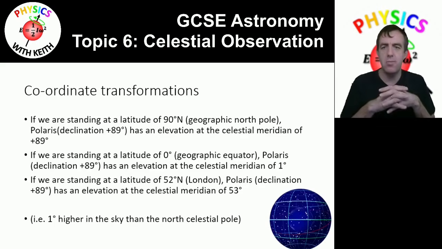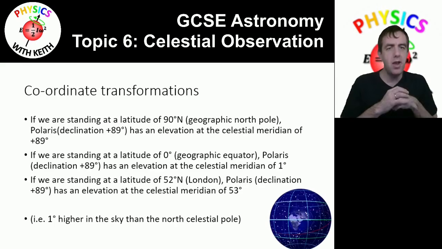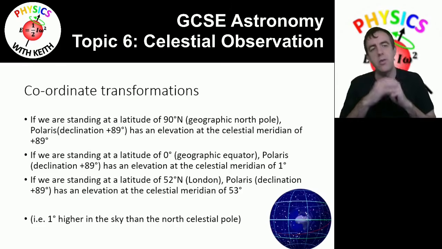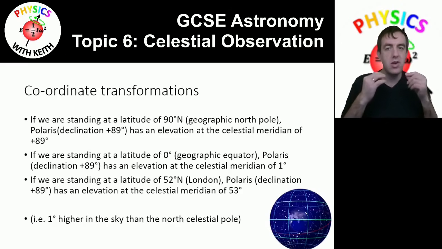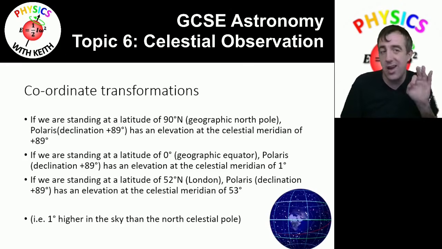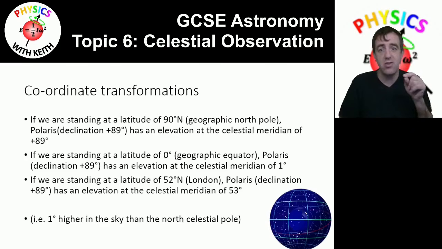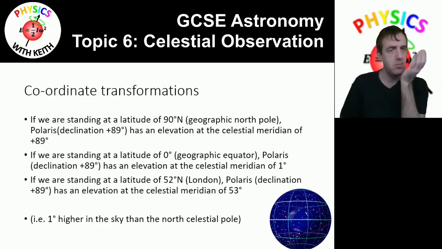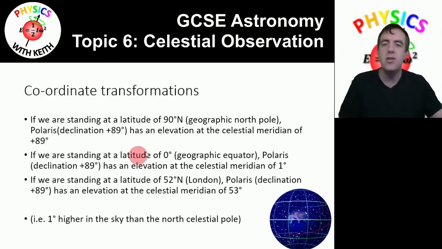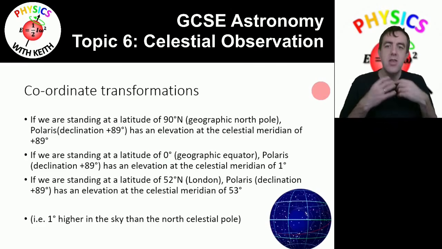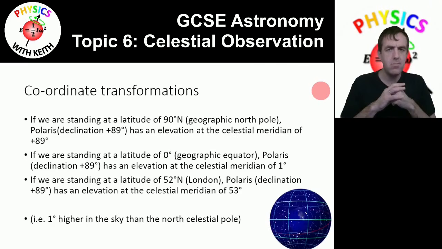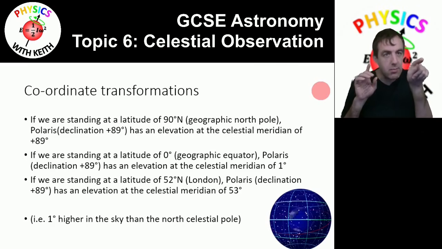So let's look at another example. Let's look for Polaris. Now, Polaris is almost on the North Celestial Pole. It's just 1 degree out. So if we're standing at a latitude of 90 degrees north, Polaris has a declination of 89 degrees, and the elevation is going to be 89 degrees. That makes sense. If we stood on the equator, 0 degree latitude, remember Polaris has a declination of 89 degrees, the elevation at the celestial meridian, so that's the maximum elevation, is just 1 degree. It just gets 1 degree above the horizon.